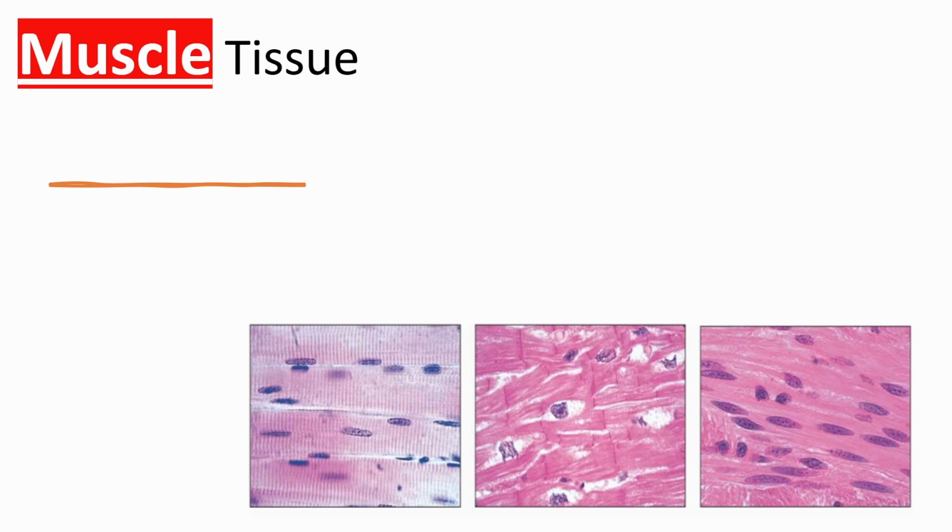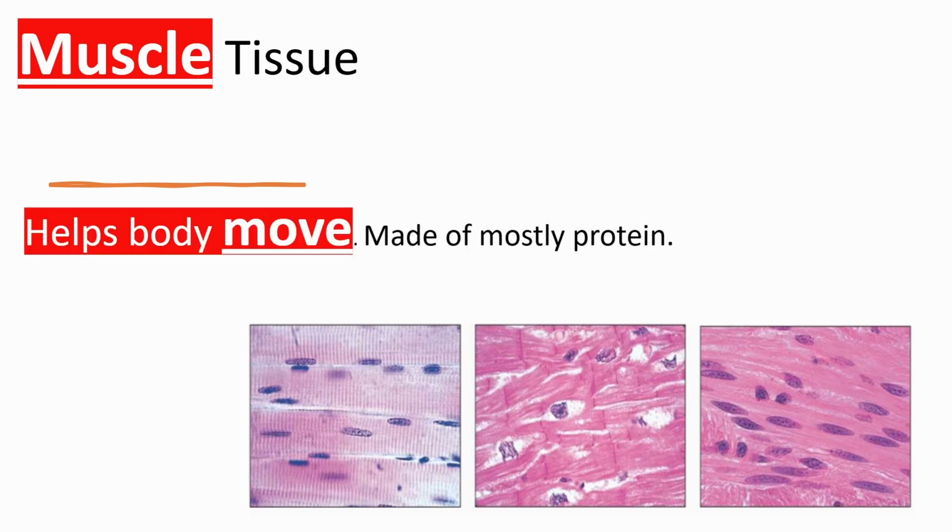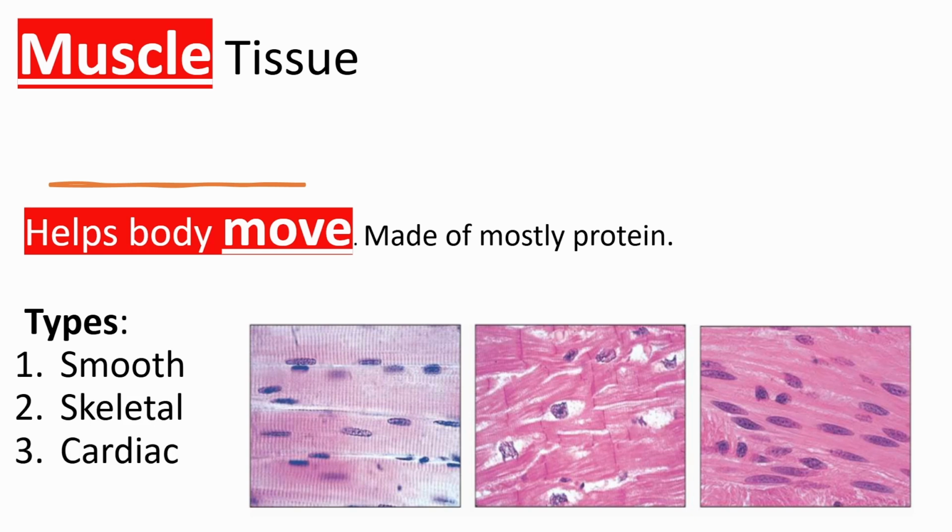The third type of tissue is the muscle tissue. Muscles help the body move and are made mostly of protein. By now, I feel like most people know this almost as common knowledge. There are, in fact, three types. You have smooth, skeletal, and cardiac. We're not actually going into detail for each one. You just have to memorize that there are those three, since we did not list any more details.